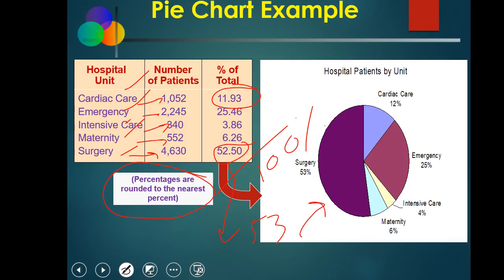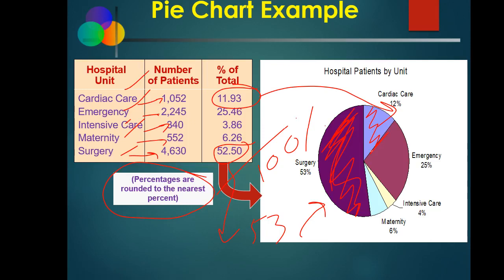In the 360 degrees, this whole portion is representing surgery. And in the case of cardiac care, which is 12%, we take 12% of the 360 degrees, and then we plot that as well. Similarly we plot the others. The portion which takes more part in the pie chart means it has a higher percentage.